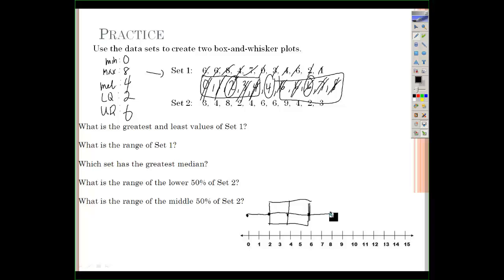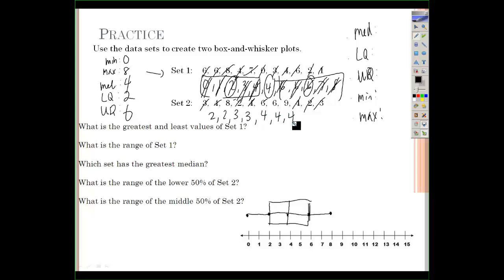Now we need to go on to our second set. I'm going to put the numbers in order from least to greatest. I need the median, the lower quartile, the upper quartile, the minimum, and the maximum. So before I start, I need to make sure my numbers are in order from least to greatest. So I'm going to start with my 2, 2, 3, 3, 4, 4, 4, 6, 6, 8, and 9.